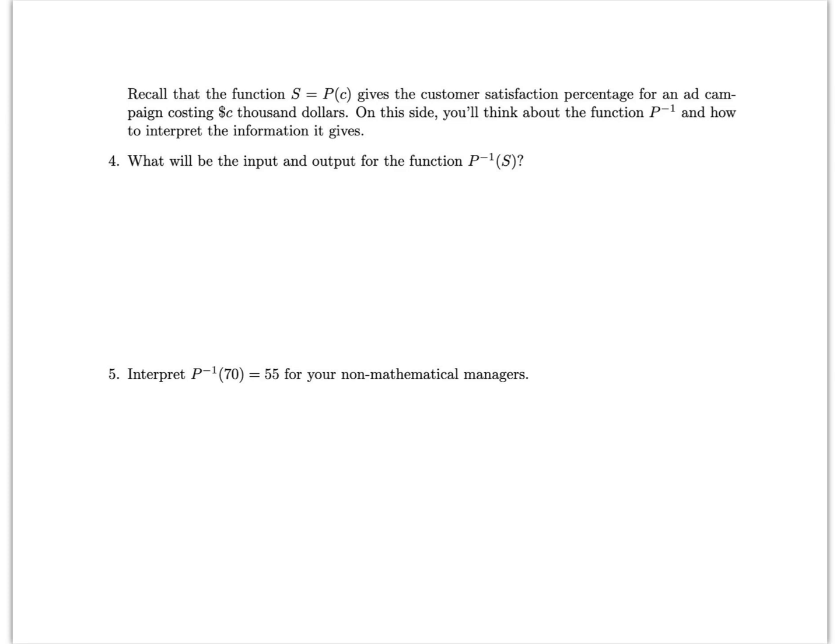Okay, recall, same function, S equals P of C gives customer satisfaction percentage for an ad campaign costing C $1,000. On this side, you'll think about the function P inverse and how to interpret the information it gives. So what will be the input and output for P inverse of S? Inverse functions just reverse input and output. So it used to be that cost was the input and approval was the output. So that is going to shift. My input is going to be percent approval, and my output is going to be cost in thousands.